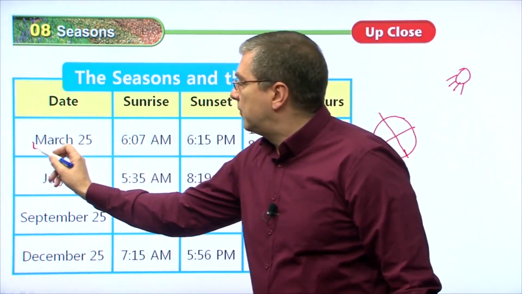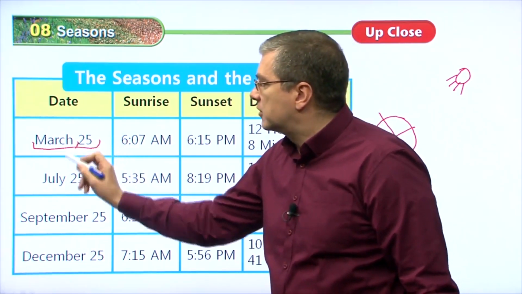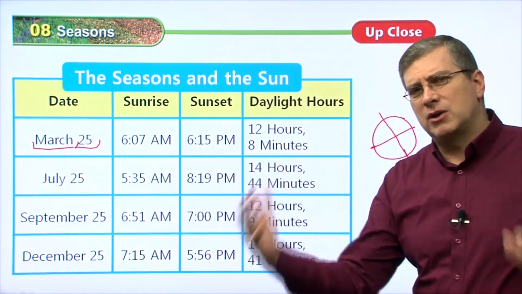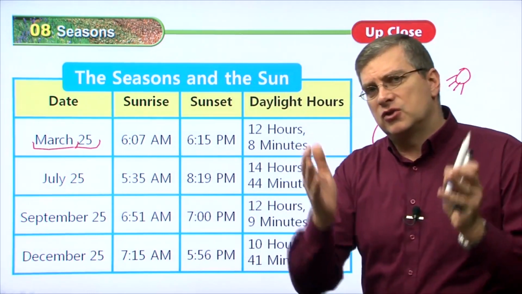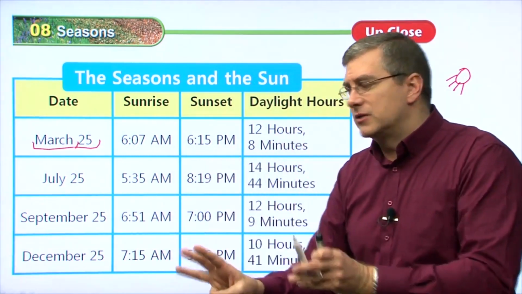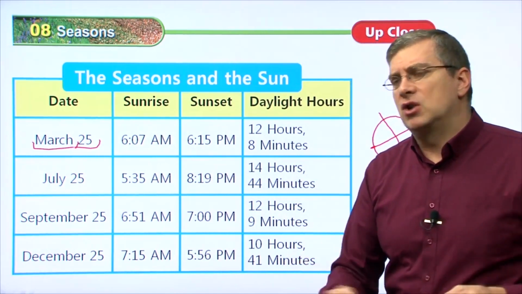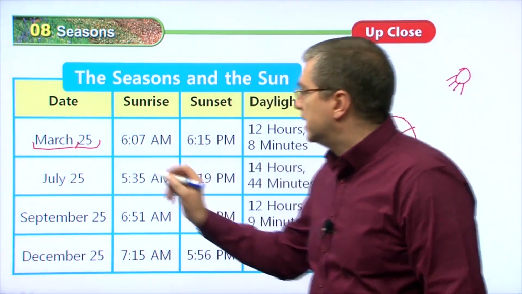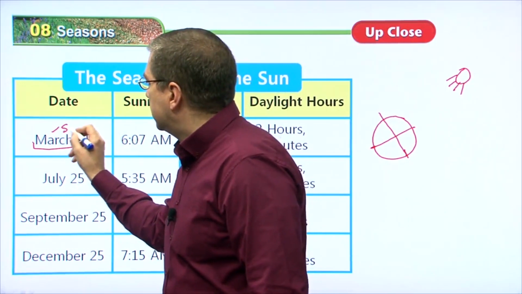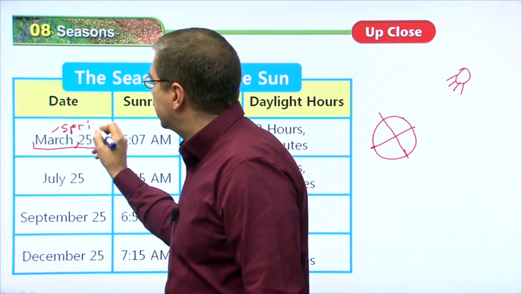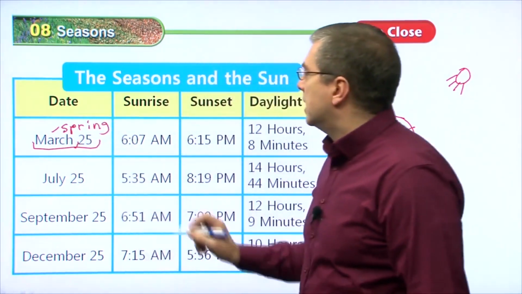On March 25th, March is a month, right? We talked about 12 months, and we divide those 12 months into 3-month periods. March is a month. What season is March in? March, of course, is in the spring. So if it is March, it's spring.